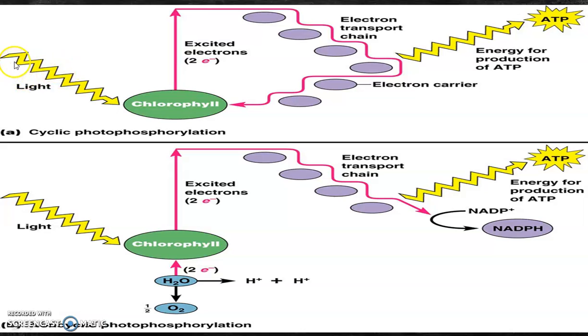So what happens when the light is absorbed by the chlorophyll? It gets excited. During its excitement, it releases two electrons. These two electrons are transferred to many electron carriers. All the violet colored rounds are the different electron carriers. So the electrons are passed through the electron carriers. When the electrons are donated, it is said to be oxidation.